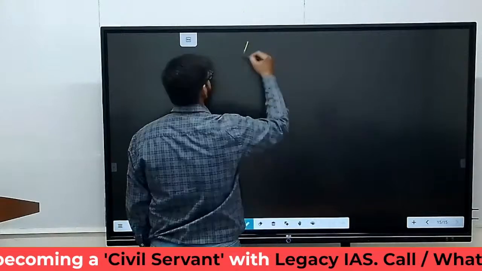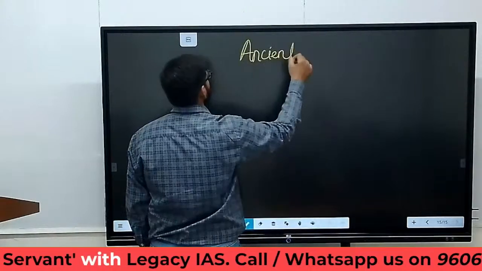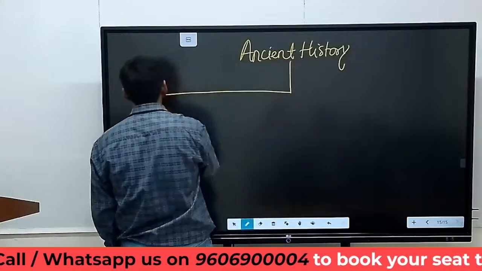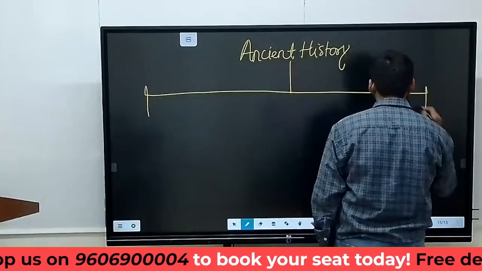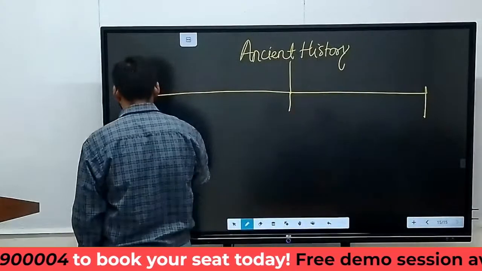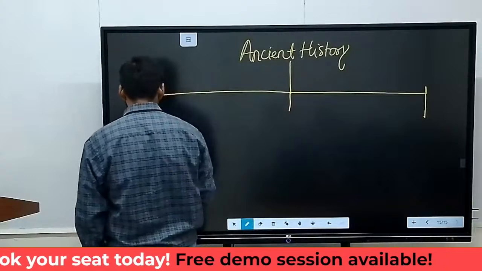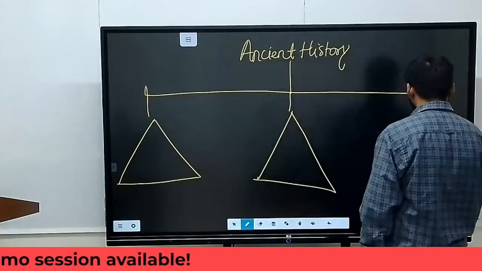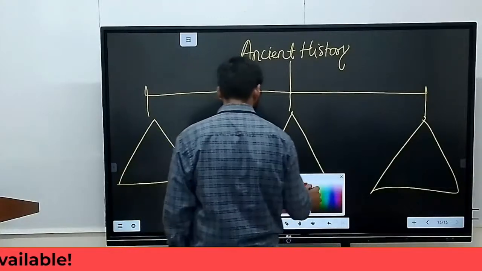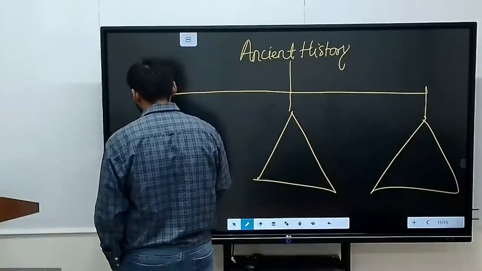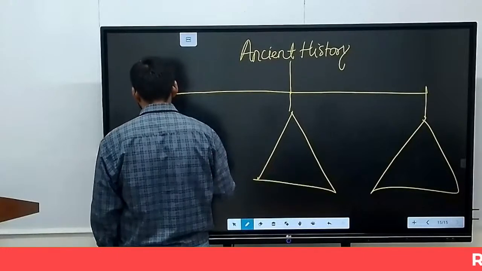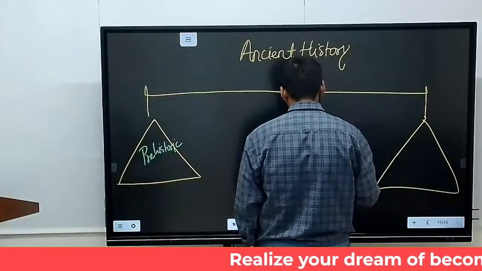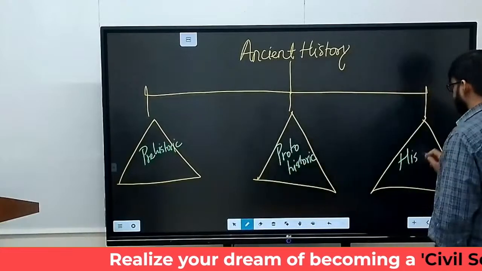Now first we'll discuss ancient history. You can categorize ancient history into three parts: prehistoric, proto-historic, and historic period.